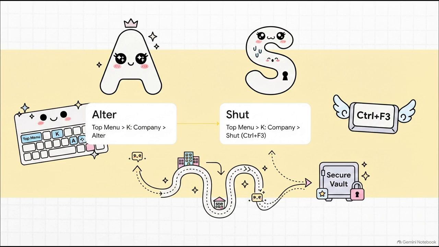Once your company is created, how do you manage it? Well, to alter details, you go to the top menu, click K for company, and then alter. To close it, go back to that top menu, hit K for company, and click Shut. And remember that awesome shortcut from earlier? You can just press Ctrl plus F3 to shut a company securely from literally anywhere in the software.